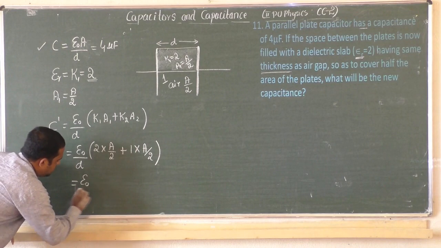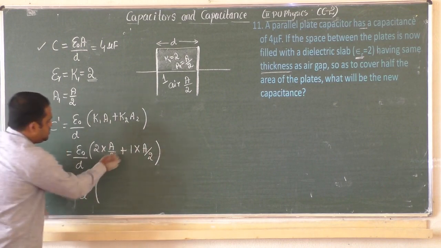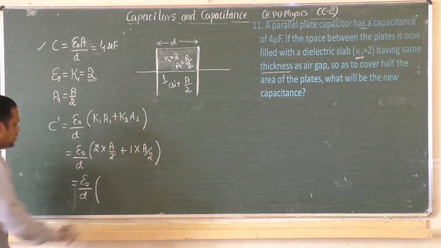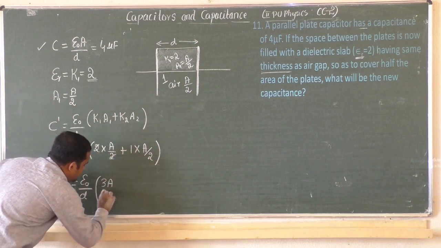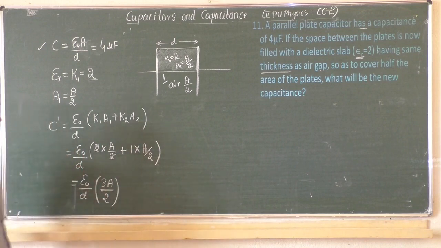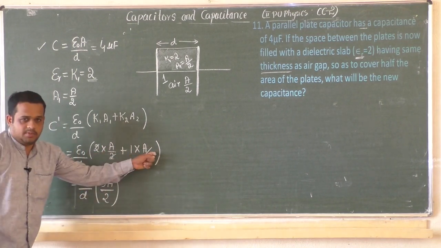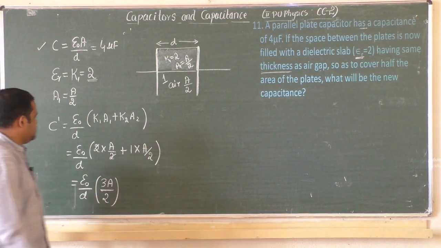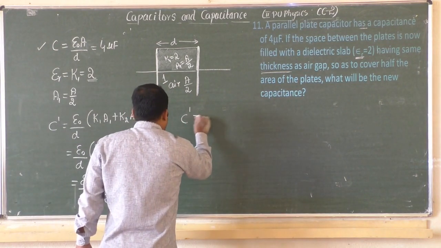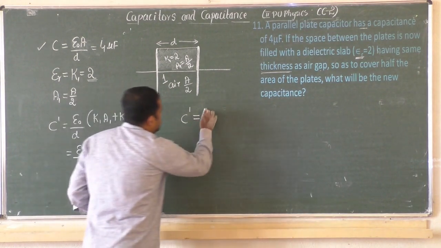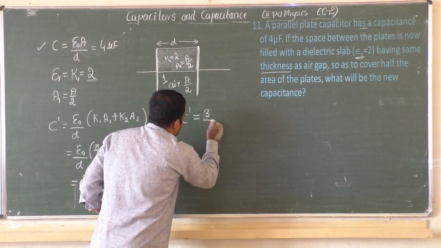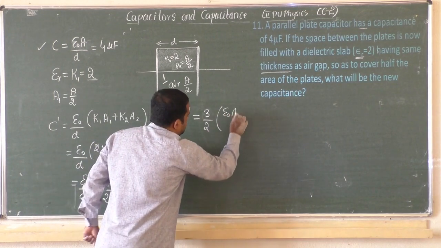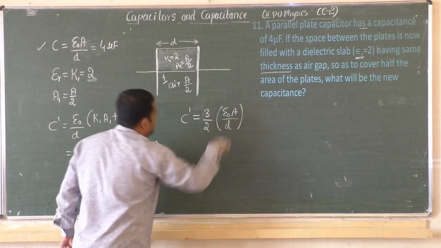Simplify: epsilon naught divided by D into 2 cancels. A plus A by 2, total is equal to 3 times A divided by 2, isn't it? A plus A by 2 is 3A by 2. So therefore C dash is equal to 3 divided by 2 into the remaining part, epsilon naught A divided by D.